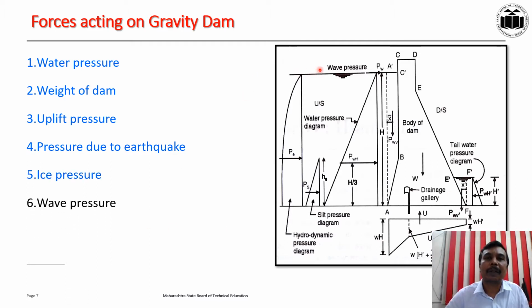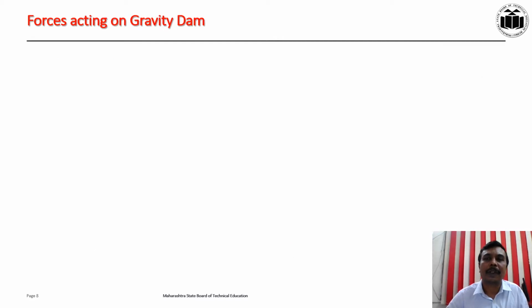Wave pressure. You are finding here the wave pressure. Silt pressure. Whatever silt is deposited on the upstream side exerts pressure, and here you are finding the silt pressure diagram. Wind pressure. So the open portion which is exposed to the wind on the upstream side, here you will find the wind pressure. So these are all the important forces acting on the gravity dam. Let us see in detail the different forces acting on the gravity dam.